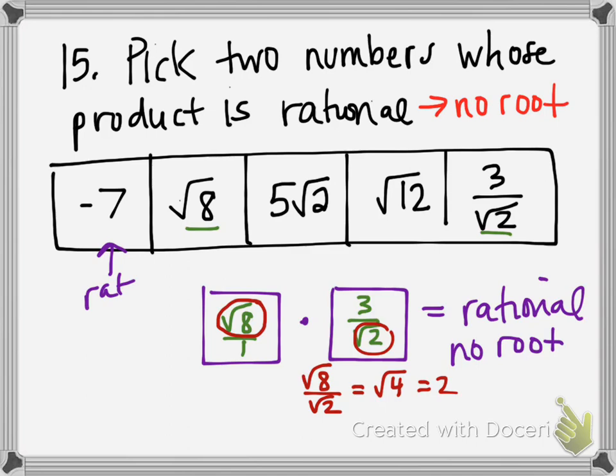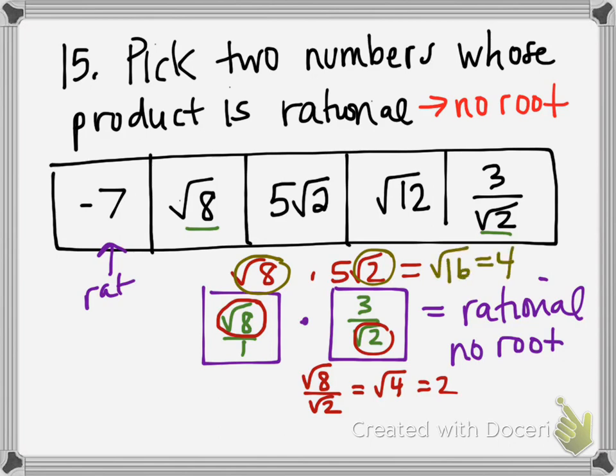So that's one option. Another option would have been what we said in the beginning, the square root of 8 times 5 square root of 2, because 8 times 2 is 16. So that would give you another perfect square, just looking at the roots.